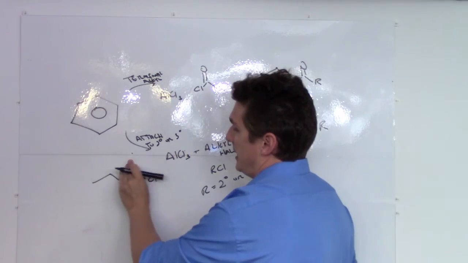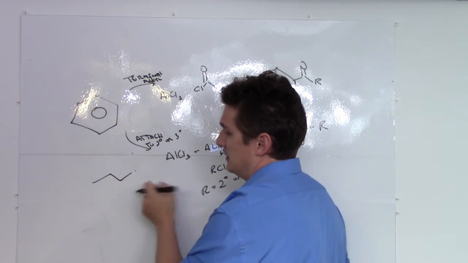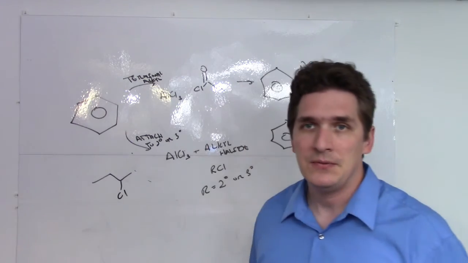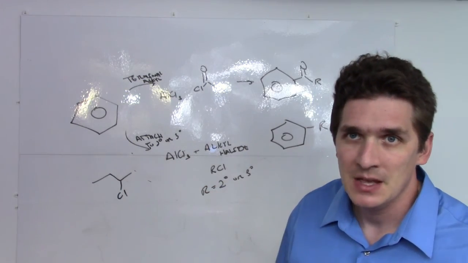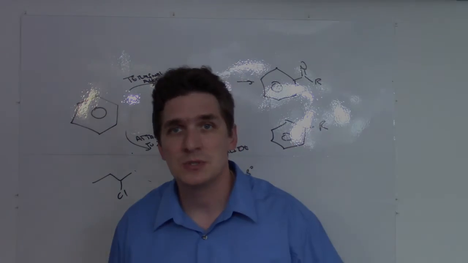If you were trying to attach this, you could definitely do it by the alkylation, because if you form a carbocation here, it's not going to rearrange. So that's how you attach alkyl groups to a benzene ring.